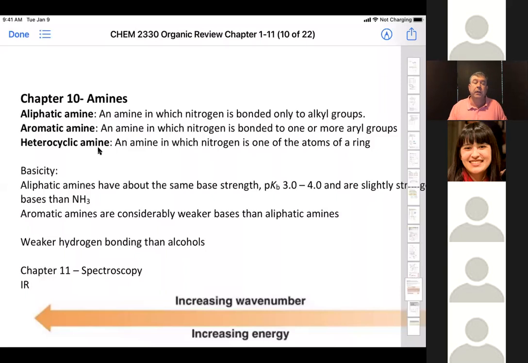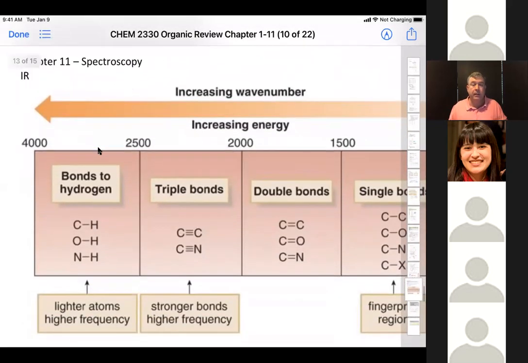But hydrogen bonding does play a role in bringing the boiling point up a little bit, but not as high as in the case of water or alcohols. Okay, so the last thing we did was spectroscopy.